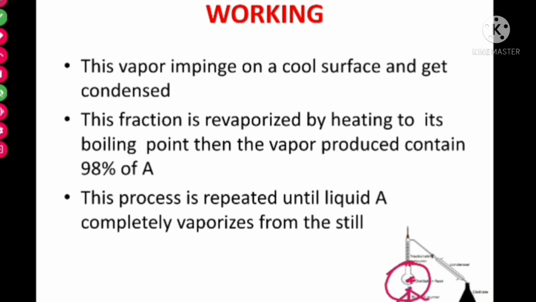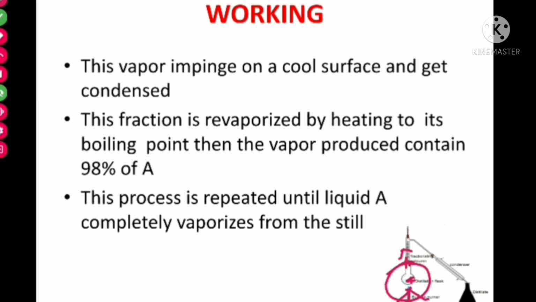It will produce vapor, and that vapor enters into the fractionating column. In the fractionating column partial condensation occurs, and those components having a high boiling point will condense first. The vapor coming into contact with the contacting devices present in the fractionating column, containing the high boiling fraction, will condense first, and that condensed liquid returns back to our still.